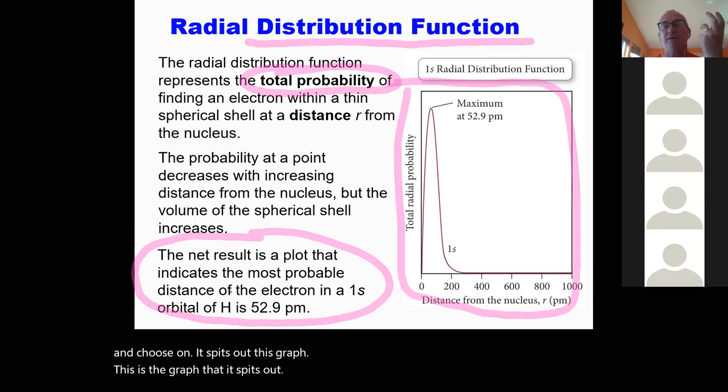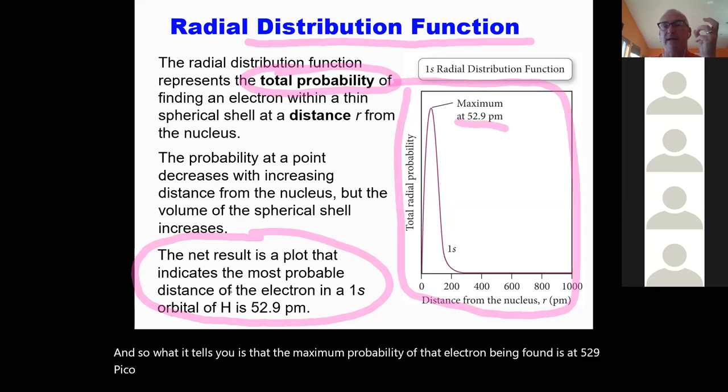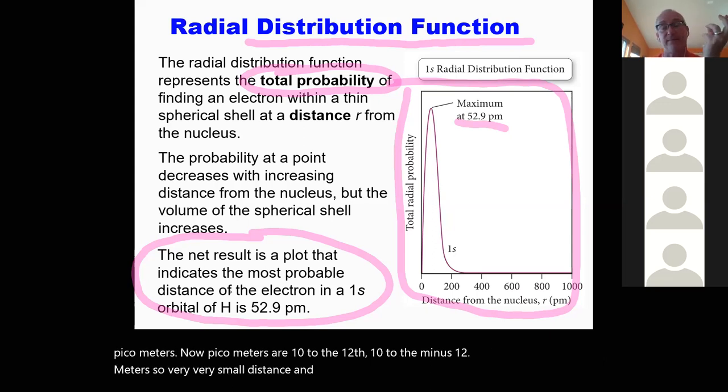So what it tells you is that the maximum probability of that electron being found is at 52.9 picometers. Now, picometers are 10 to the minus 12 meters, so very, very small distance. And we can actually measure that distance physically, and that is correct.